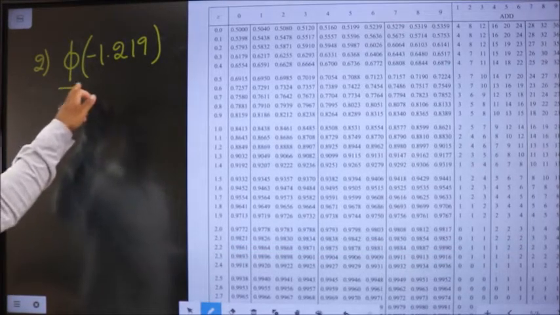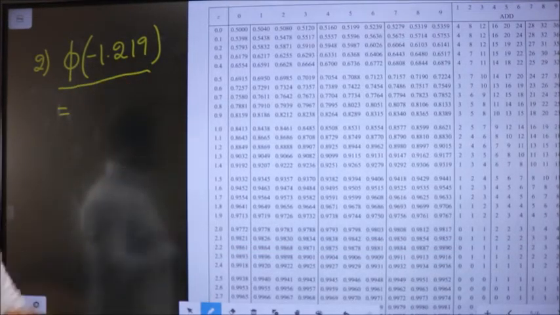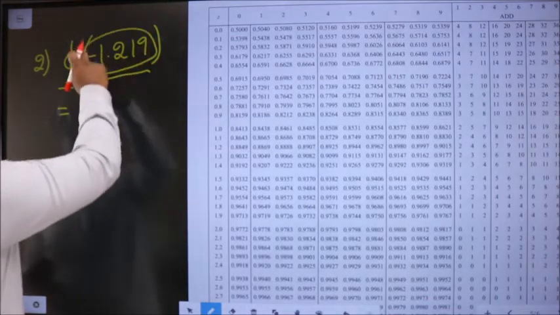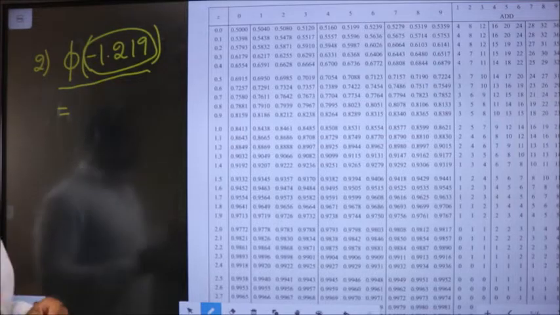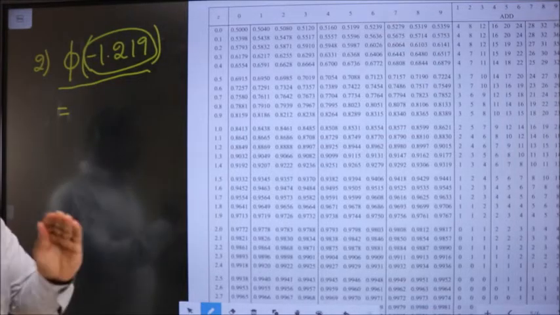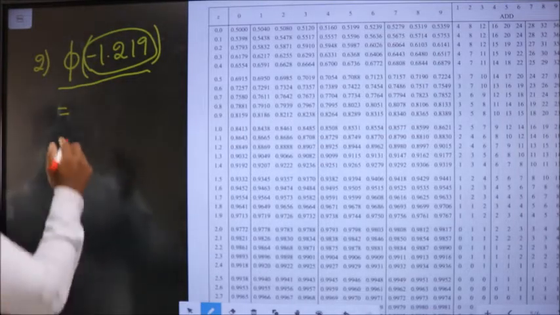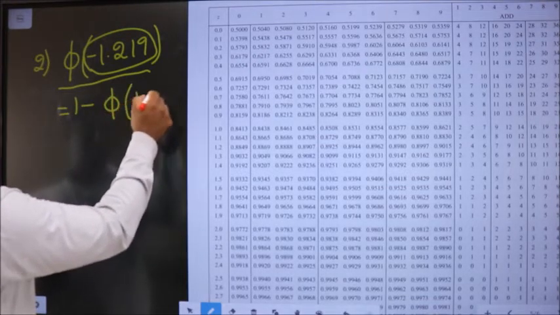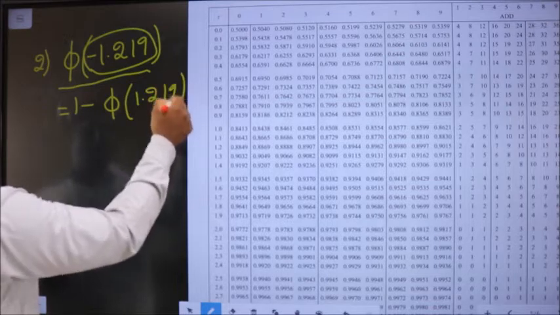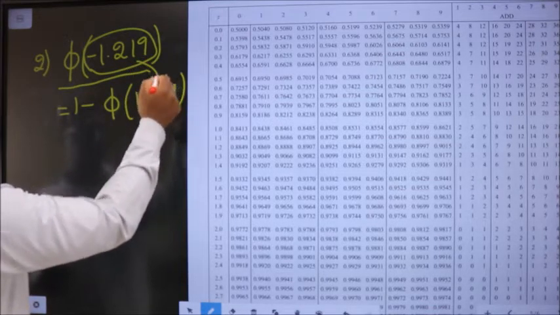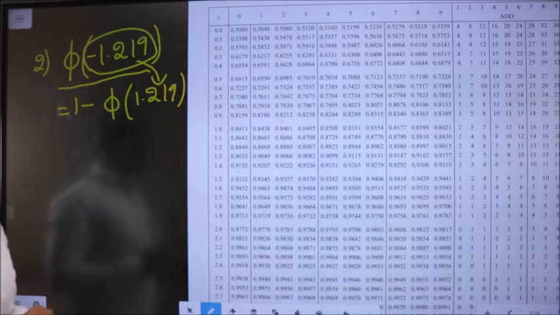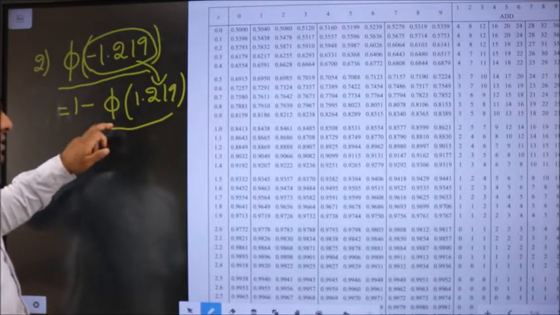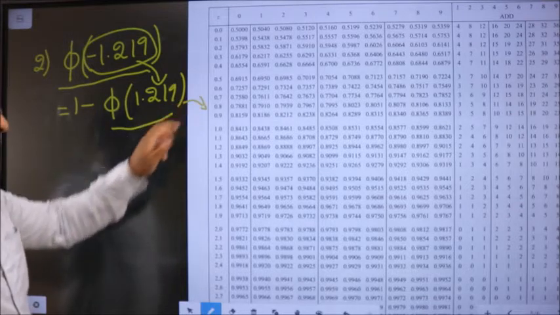Second, I want to find out phi of minus 1.219. This is negative. I cannot make use of this table directly. So negative should be converted into positive. How can I do that? By doing 1 minus phi of 1.219. To convert this negative into positive, we should do outside 1 minus. Okay. Now, we'll find out this value by making use of this table.